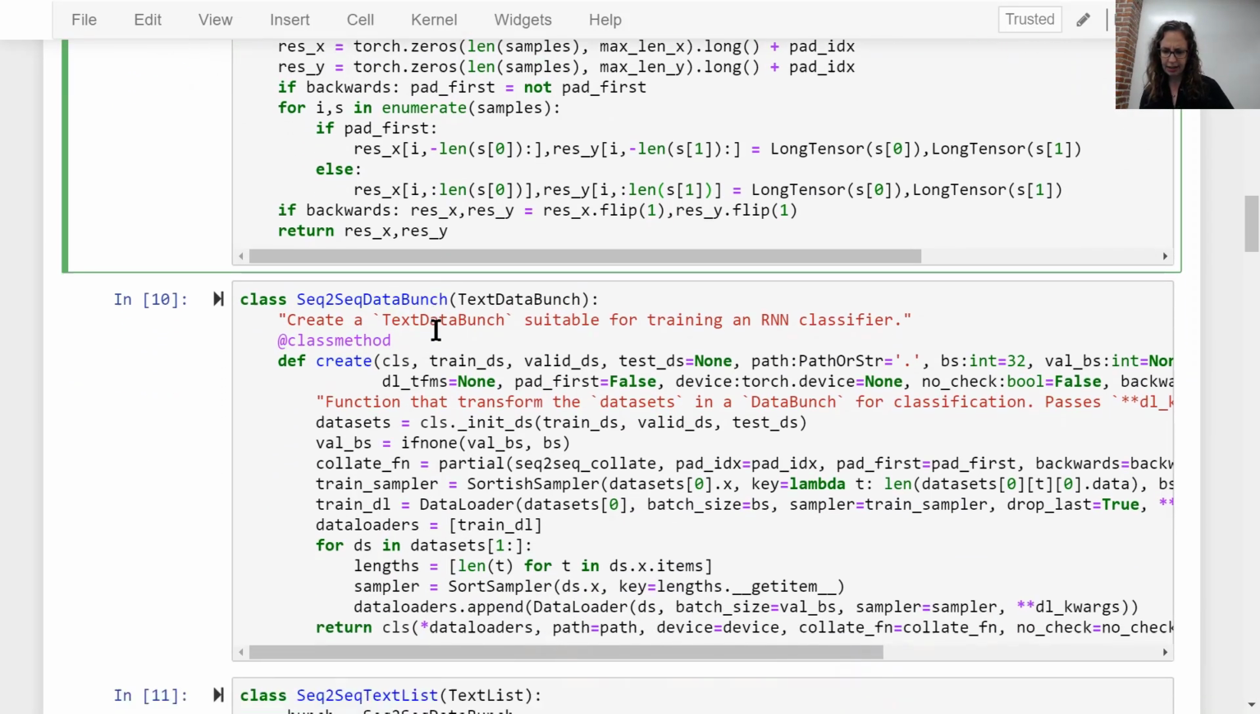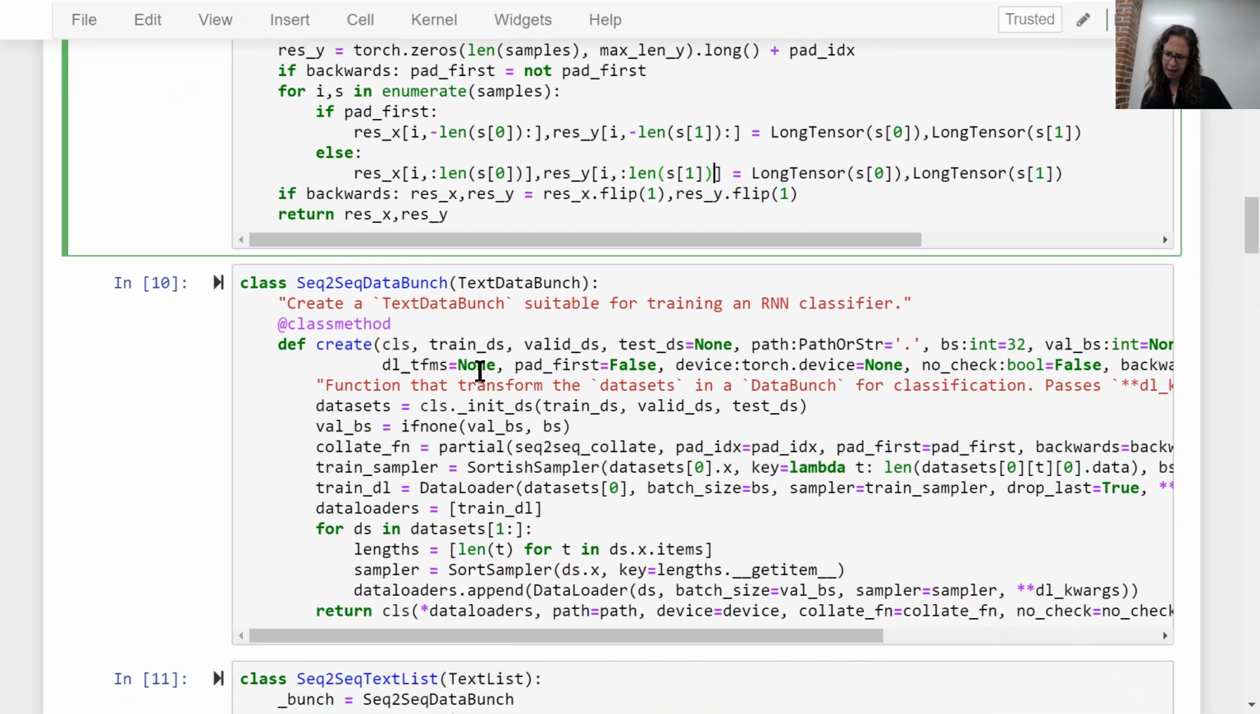Then we create a seq2seq data bunch. Here, this uses our collate function that we've created. We use sortish sampler. Does anyone remember what sortish sampler does? This is a FastAI method. So it's like sorting, but not exactly. It's got some randomness to it.